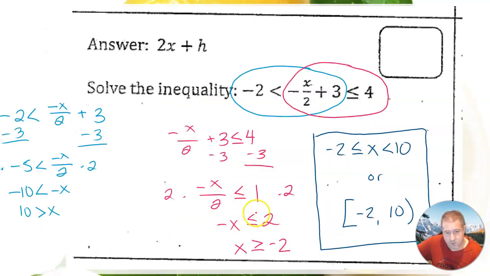All right. On the next question, we've got a compound inequality. Now, the key here is we're going to solve it twice. There's two different answers. We're going to solve for the lower limit and the upper limit. So I'm going to circle what's in blue. I'm going to solve it over here.